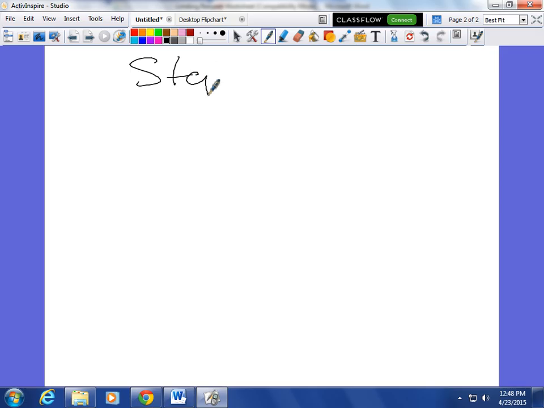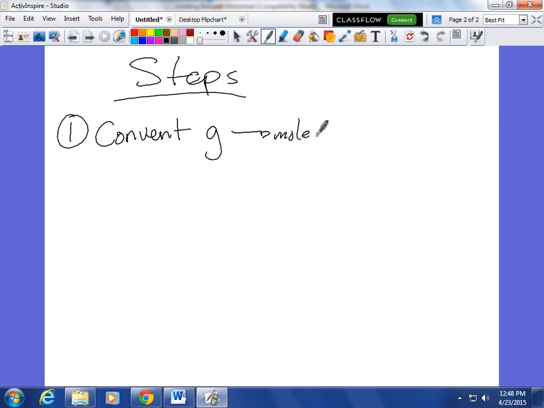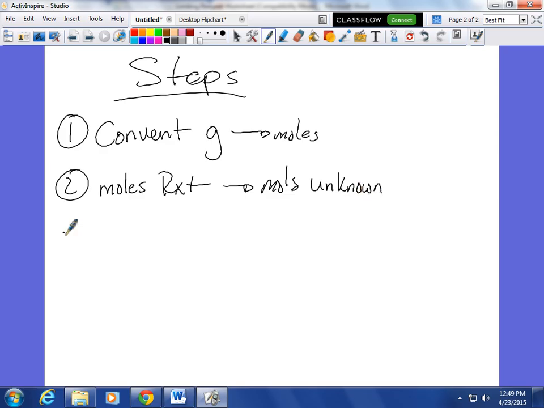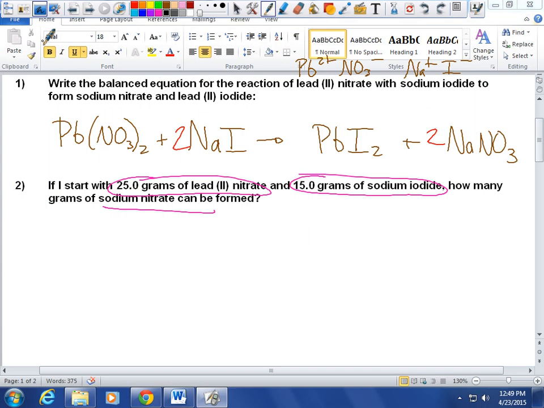So steps, and I'm writing this just for everyone at home. First step is convert grams to moles. The second step is we're going to go moles of reactant to moles of unknown. And then the last step's the easy step: the least value equals the LR, the limiting reactant. Everybody okay with that? This is the first year I've taught it this way, and I saw something in this video that made this way look a little bit better to me. So you're going to get the good version. All right, let's go back and look.